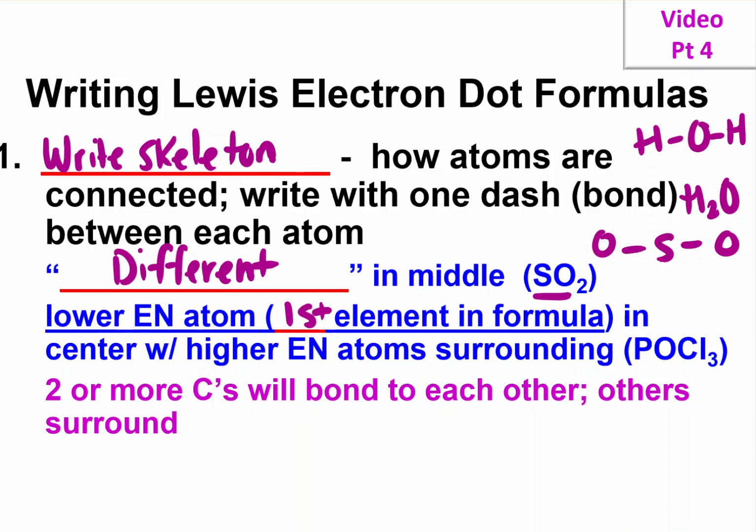Or if you have a compound with 2 or more carbons, like this, the carbons will be your central atoms. That's because in organic compounds, carbon is kind of the backbone. So I'll start with carbons bonded together with a single bond, and then I'll distribute my hydrogens. For now, just distribute them evenly over the 2.